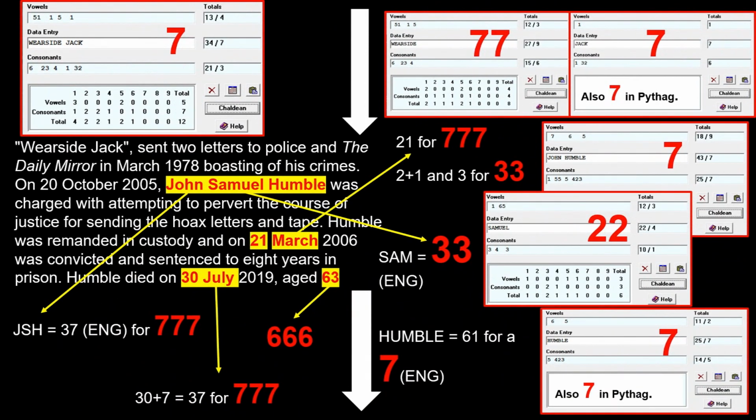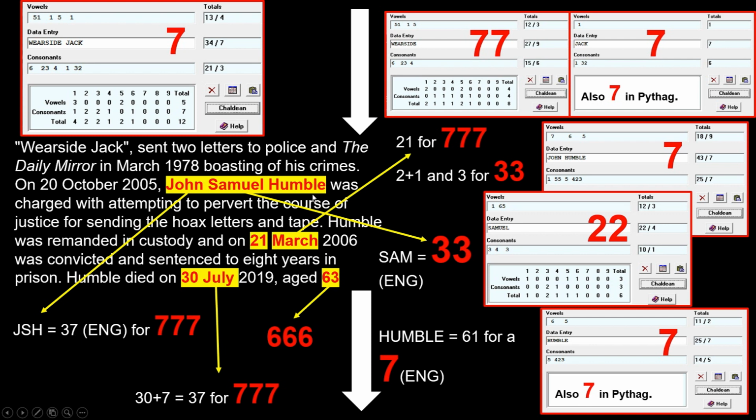Okay, so now we're moving on to the fake Yorkshire Ripper, or Wearside Jack as he was known. So Wearside Jack sent 2 letters to the police and the Daily Mirror in March 1978, boasting of his crimes. On the 20th of October, John Samuel Humble was charged with attempting to pervert the course of justice. Okay, so we have John Samuel Humble. Now, his initials are JSH. They add up in English to 37 for 777.